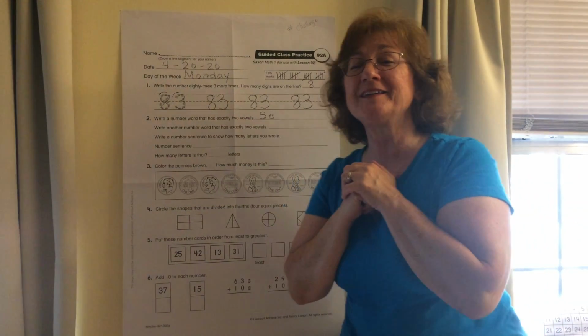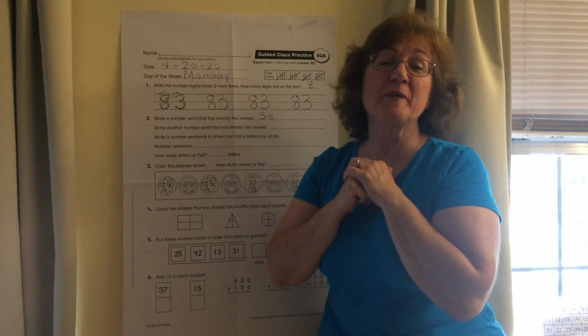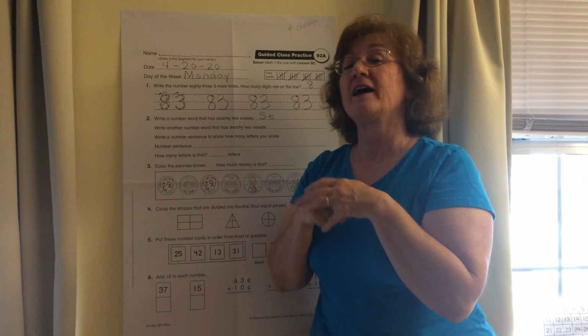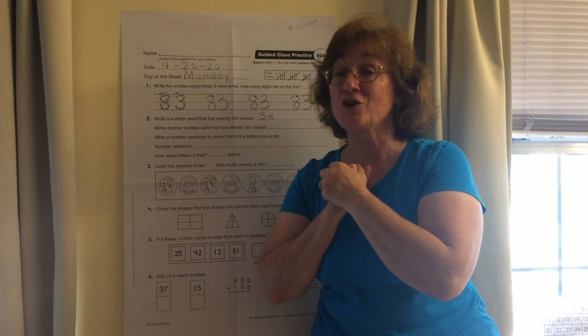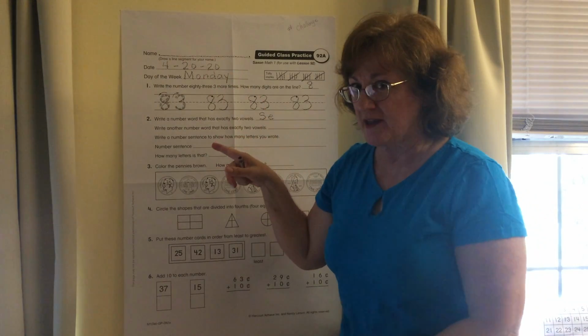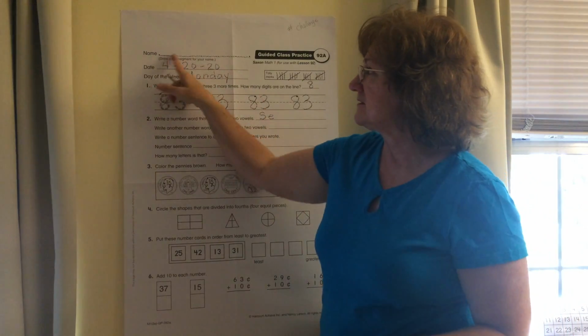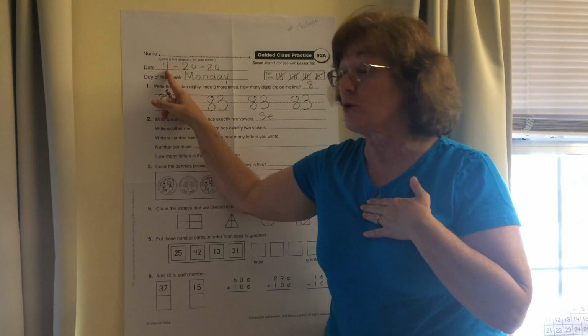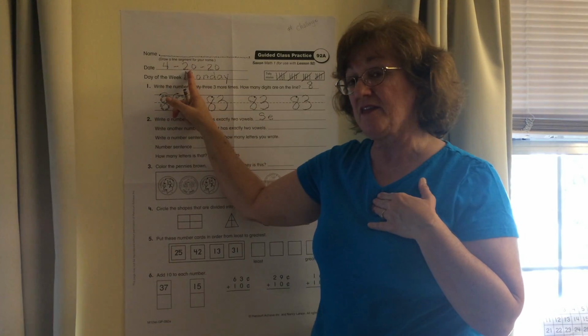Good morning, KB. We're going to do page 92A in our math worksheets. And I've already started it, but messed up. So let me just go over what I've done at the beginning. The segment line for your name. Today's date while I'm recording is April 20th.